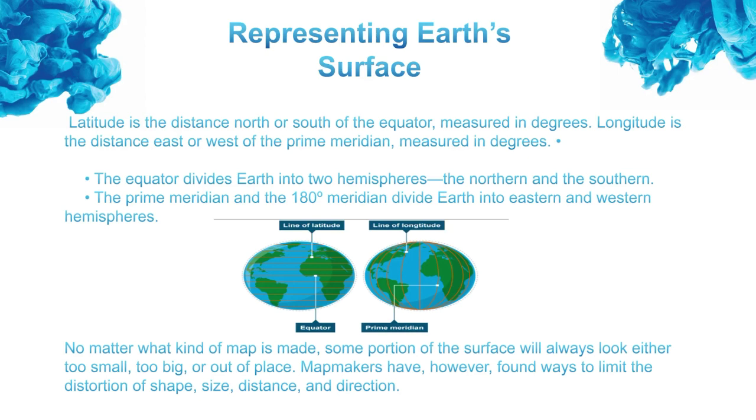The equator divides Earth into 2 hemispheres, the northern and the southern. The prime meridian and the 180 degrees meridian divide Earth into eastern and western hemispheres. No matter what kind of map is made, some portion of the surface will always look either too small, too big, or out of place. Map makers have, however, found ways to limit distortion of shape, size, distance, and direction.